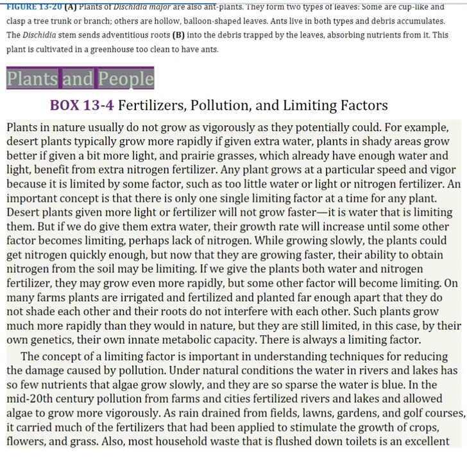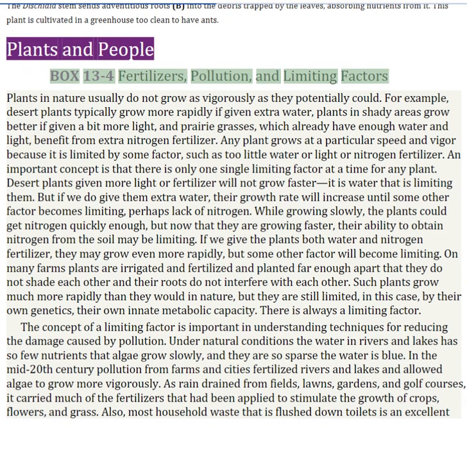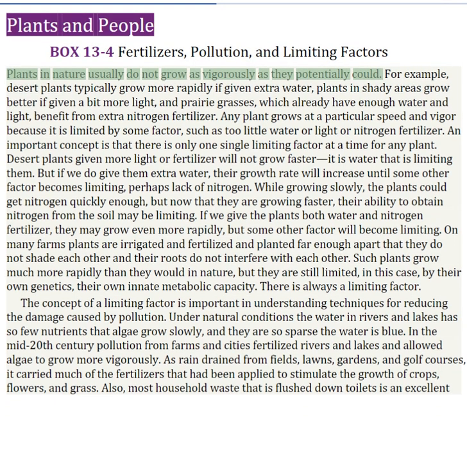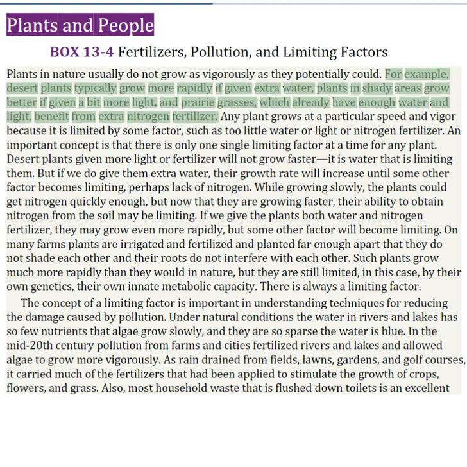Plants and People. Box 13-4. Fertilizers, pollution, and limiting factors. Plants in nature usually do not grow as vigorously as they potentially could. For example, desert plants typically grow more rapidly if given extra water. Plants in shady areas grow better if given a bit more light, and prairie grasses, which already have enough water and light, benefit from extra nitrogen fertilizer.